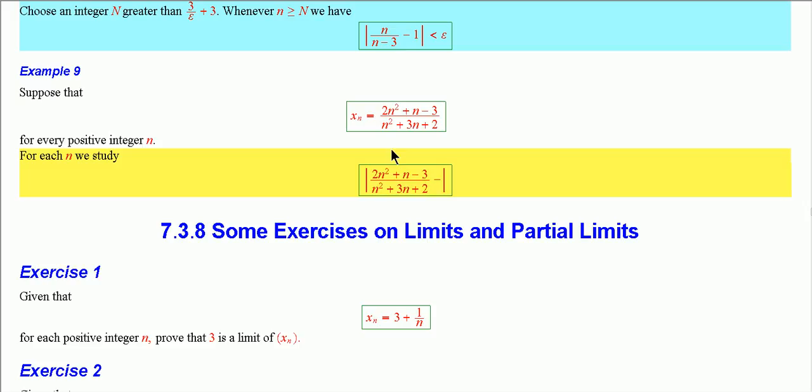You want to be a bit more precise. The way you do it in Calc 1, you divide top and bottom by n squared. Okay? Divide top and bottom by n squared, and you get 2 plus stuff that tends to 0, divided by 1 plus stuff that tends to 0, tends to 2 over 1.